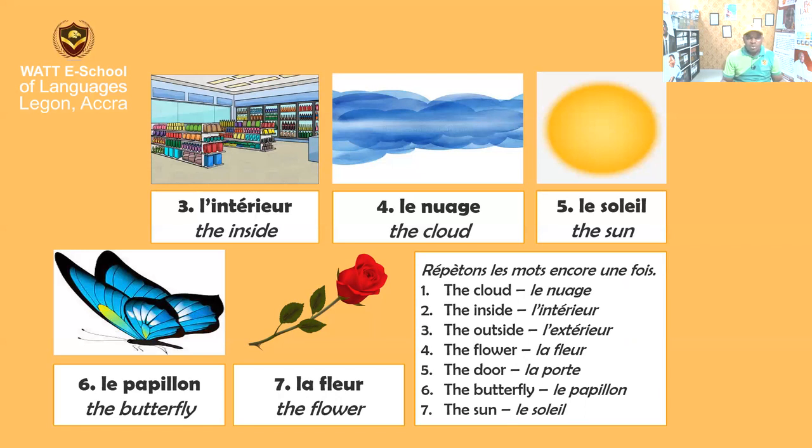Répétons les mots encore une fois. That is the French; the English is repeat. Let's repeat the words once again. The cloud means what? Le nuage. Again, le nuage. Now, the inside. When you see the inside, it means l'intérieur. Can you repeat? L'intérieur. The outside is l'extérieur. So the difference here is intérieur and ex. Ex means outside, exterior.